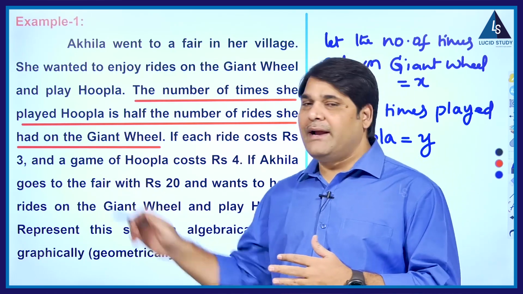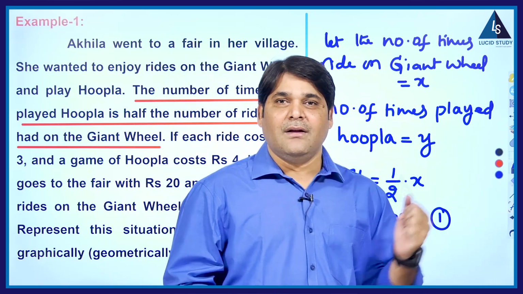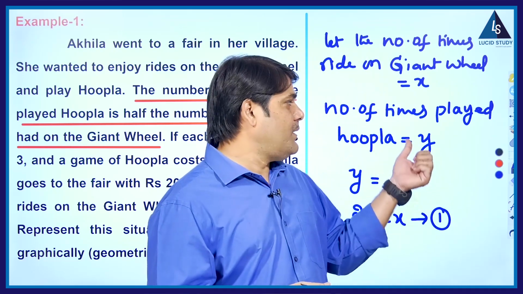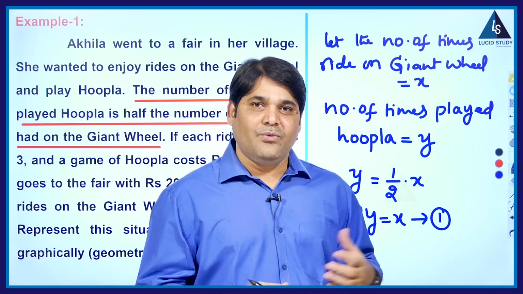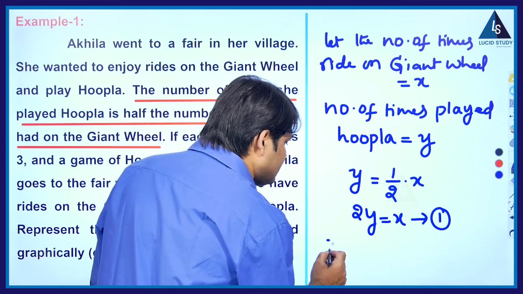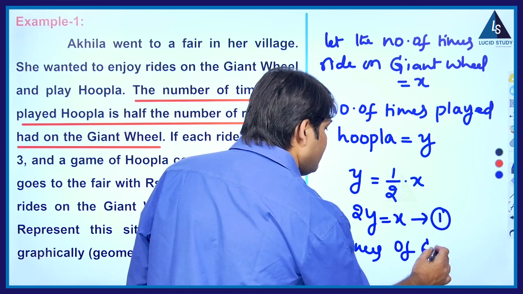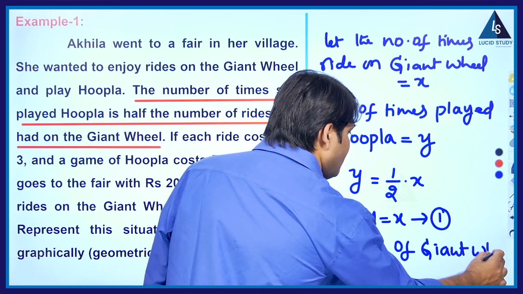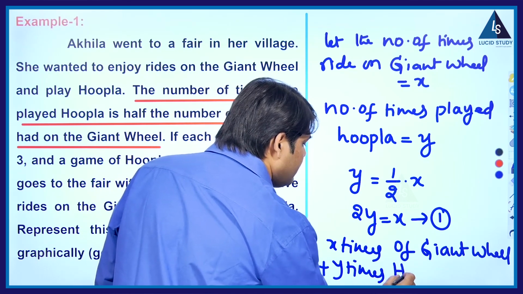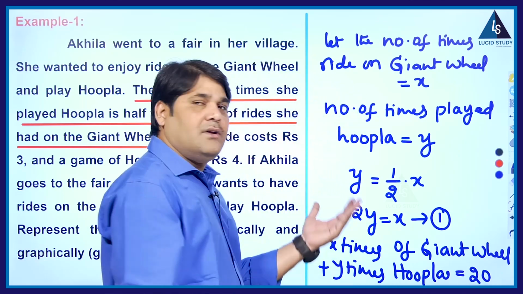But how many times did she ride according to the situation here? She rode x times. So x into 3, right? Now, what is the cost of hoopla? 4 rupees. How many times did she play hoopla? y times. So total money for that is 4y. So together it is 20 rupees. So I will write here: x times of giant wheel plus y times hoopla is equal to how much, children? That is 20 rupees, because she had only 20 rupees.